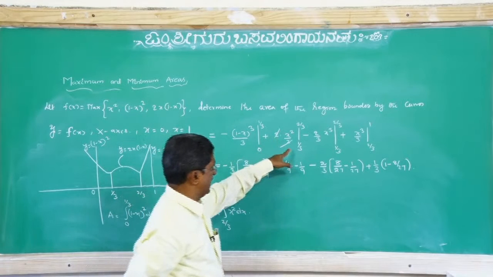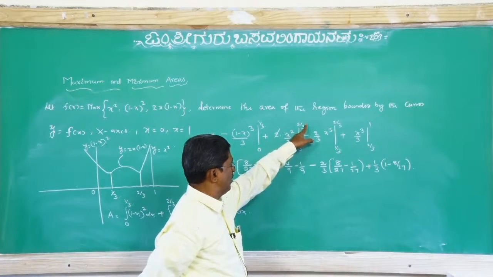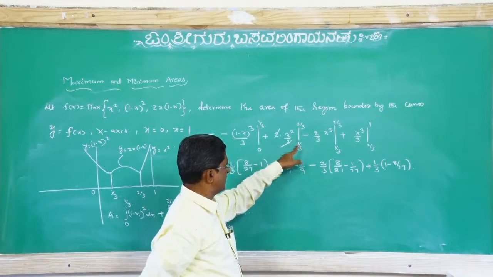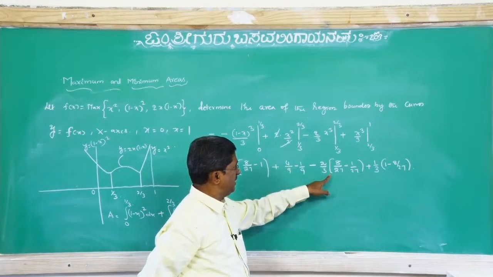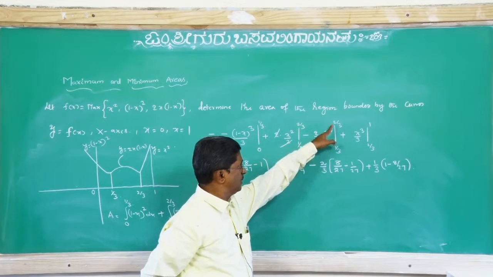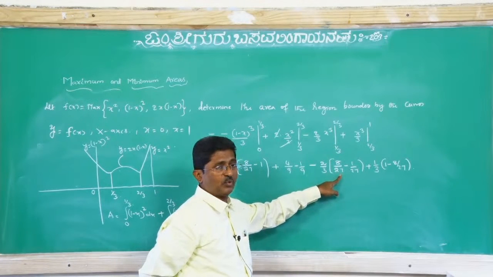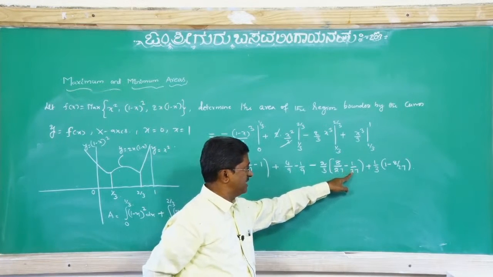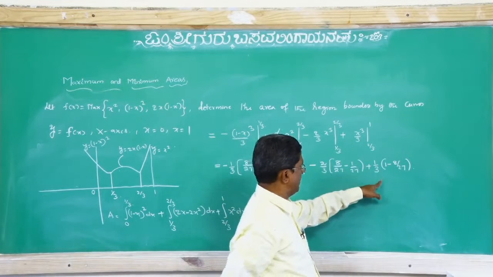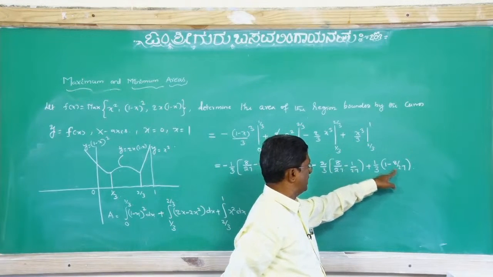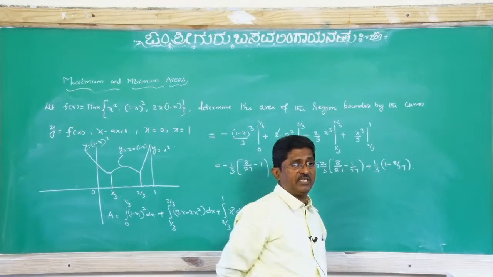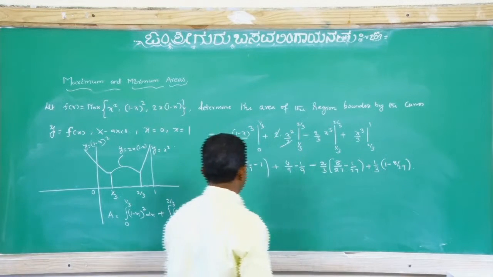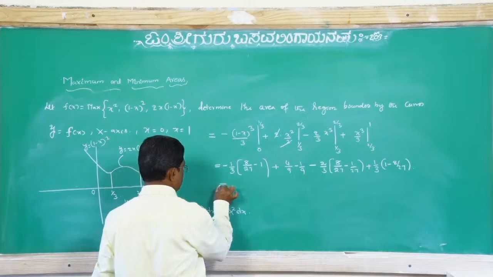Next, the 2s get cancelled. X square means 4 by 9. Next, minus 1 by 3 whole square, 1 by 9. 2 by 3 into f of the upper limit, 2 cube is 8 by 27, minus 1 by 27, plus 1 by 3 into upper limit minus lower limit, 1 cube equal to 1 minus 2 by 3 whole cube, 8 by 27. So calculate, we get the required solution.